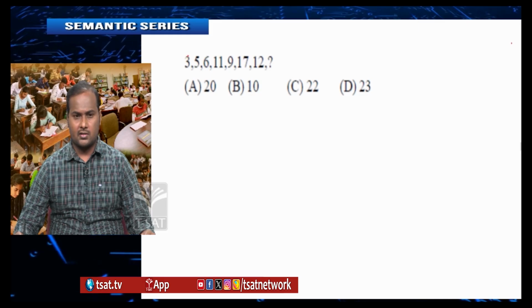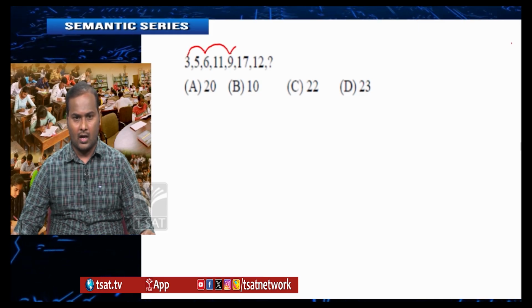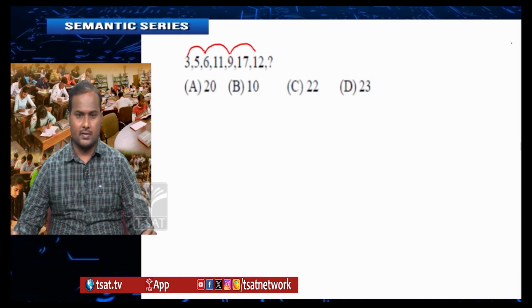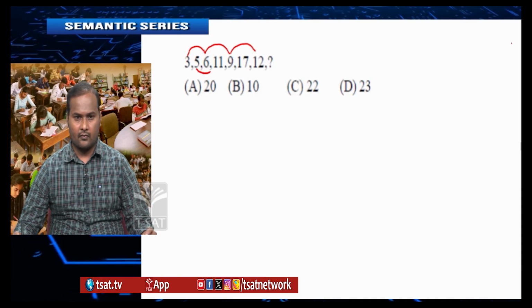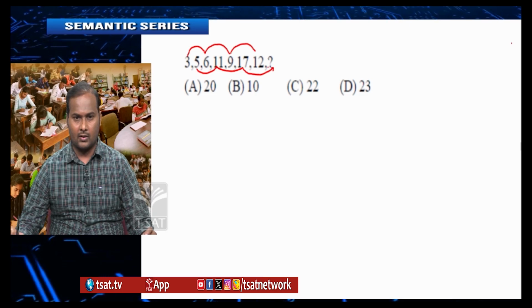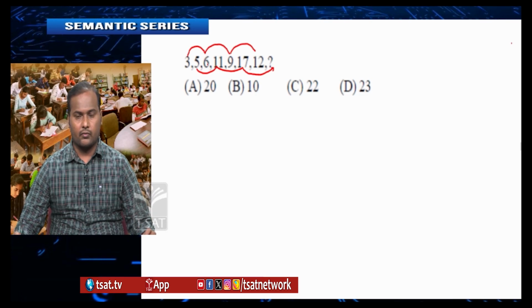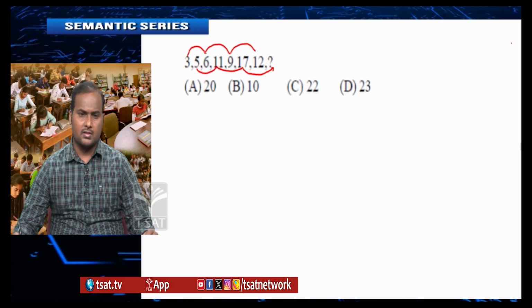If you see this series, 3, 6, 9 and 12 forms one series. In the same way, 5, 11, 17 and you need to find out the answer. So there are two series involved in this particular series. So we call this kind of series a mixed series.